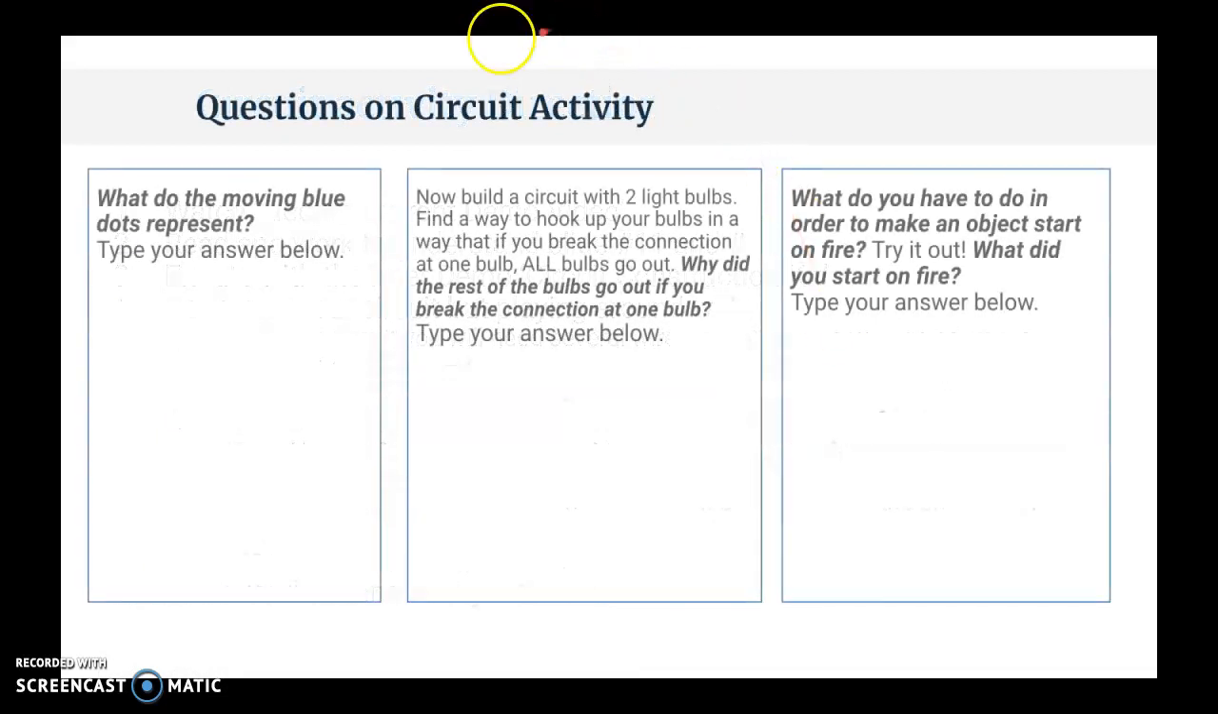And here are the questions, right? What are the blue dots moving in our systems? Then we have what is happening with the light bulbs, and then how and what did you set on fire? That's your goal.